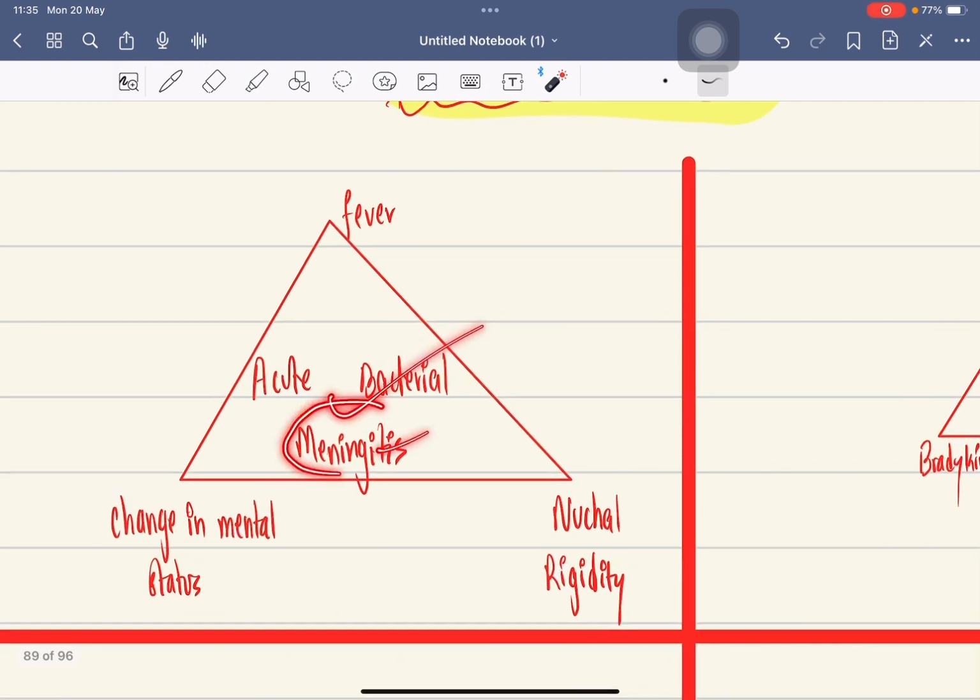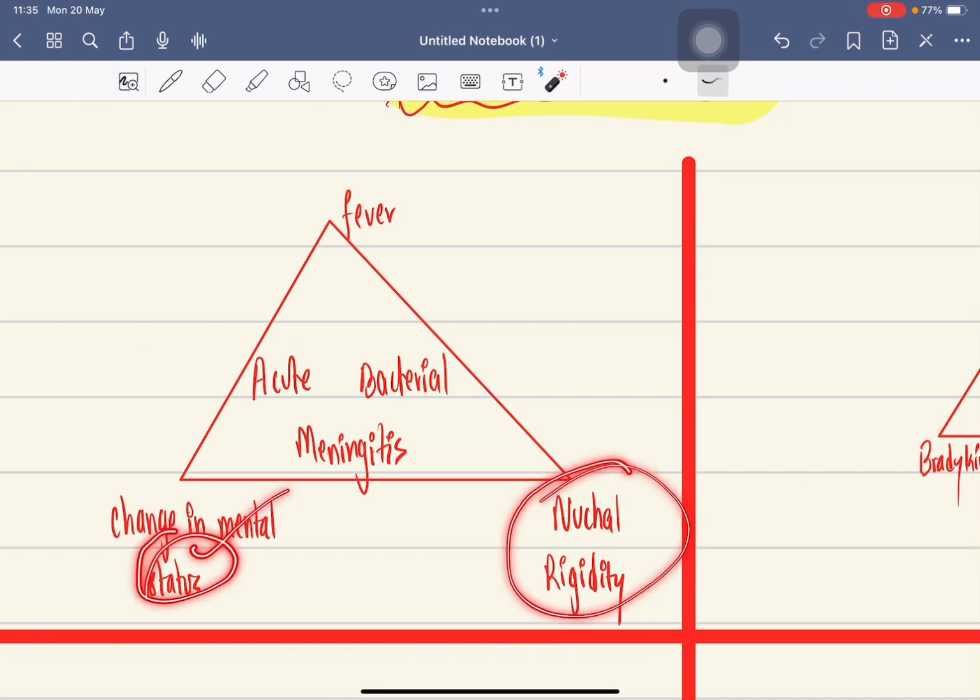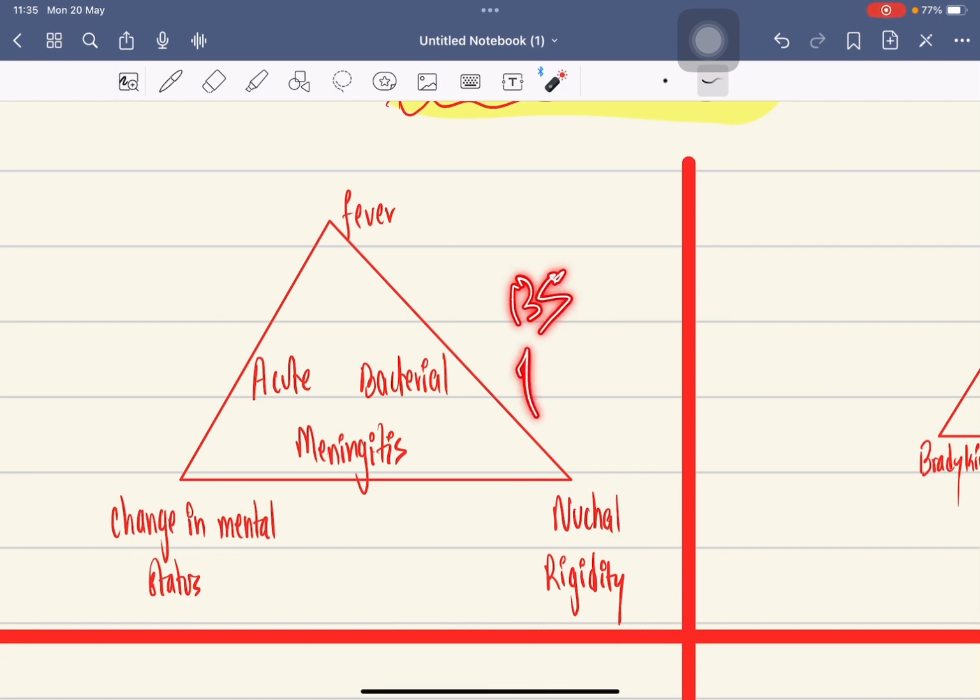acute bacterial meningitis. The triad consists of high grade fever, change in mental status, and neck rigidity. There might be presence of Brudzinski sign and Kernig sign.